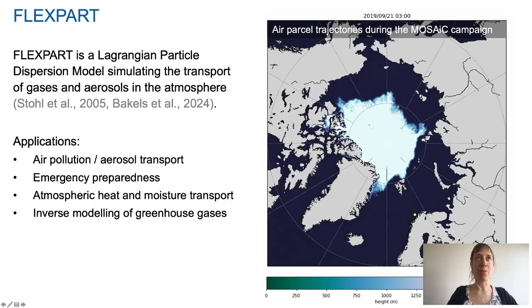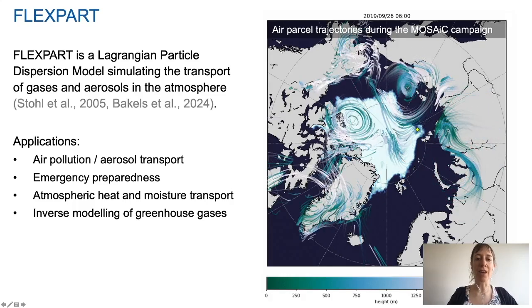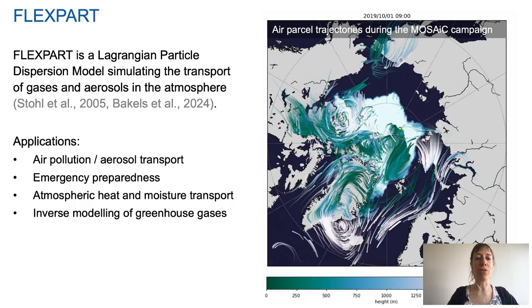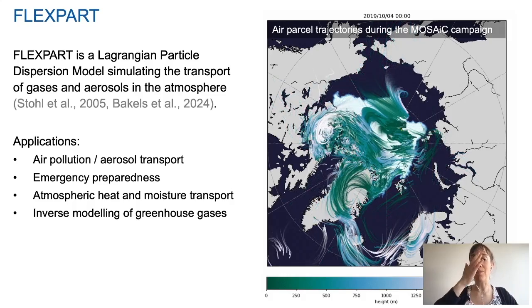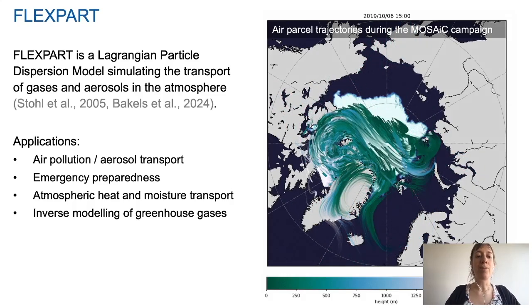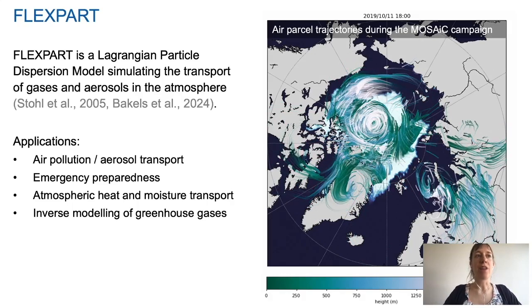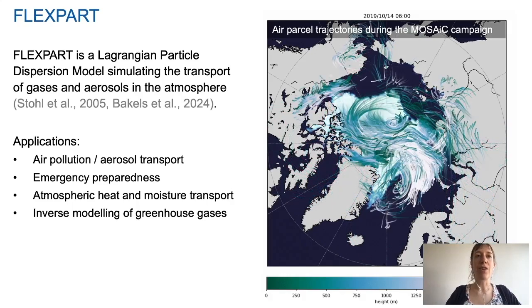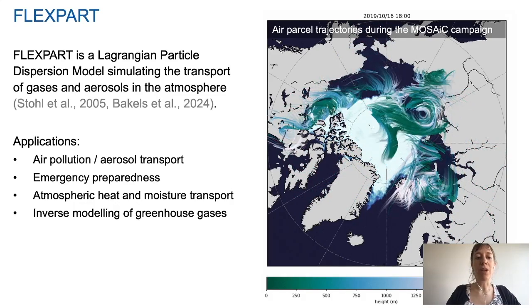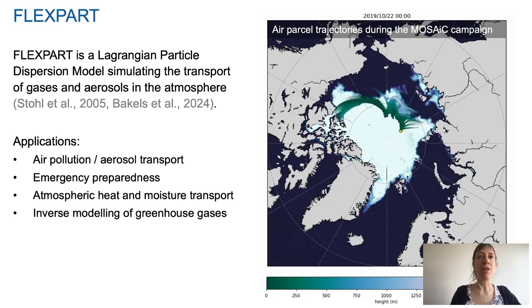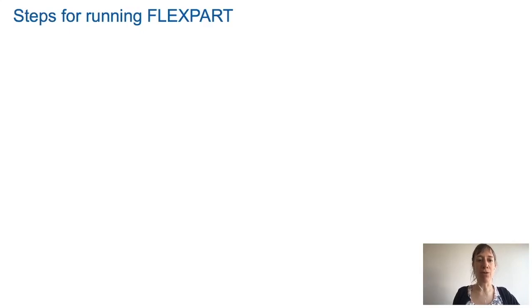FLEXPART is a Lagrangian particle dispersion model that simulates the transport of gases and aerosols in the atmosphere, and it has various applications. For example, it can be used for air pollution or aerosol transport modeling, for emergency preparedness, for example in the case of nuclear accidents, for studying atmospheric heat or moisture transport, or for inverse modeling of greenhouse gases. And usually if you want to run FLEXPART, there are several steps involved.